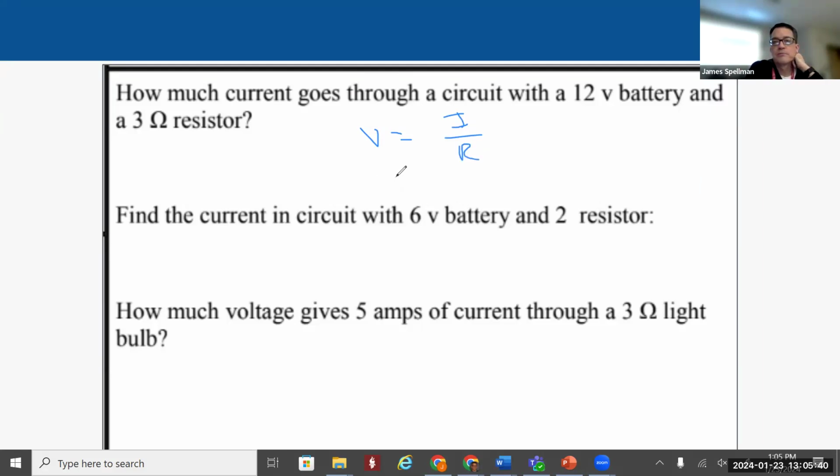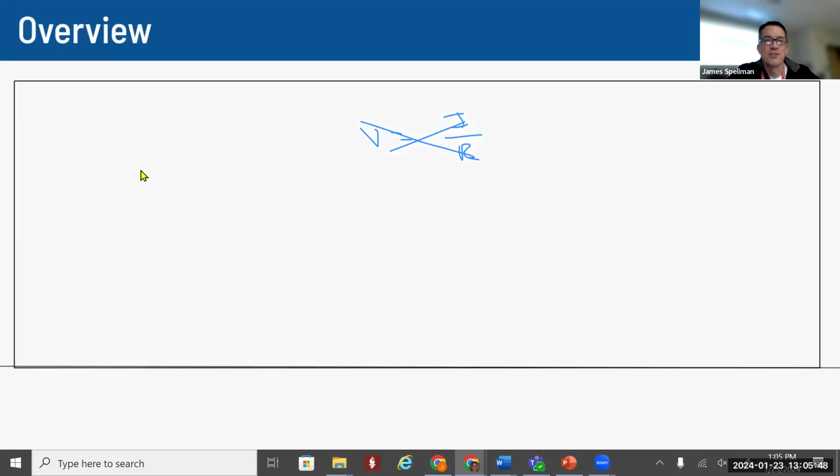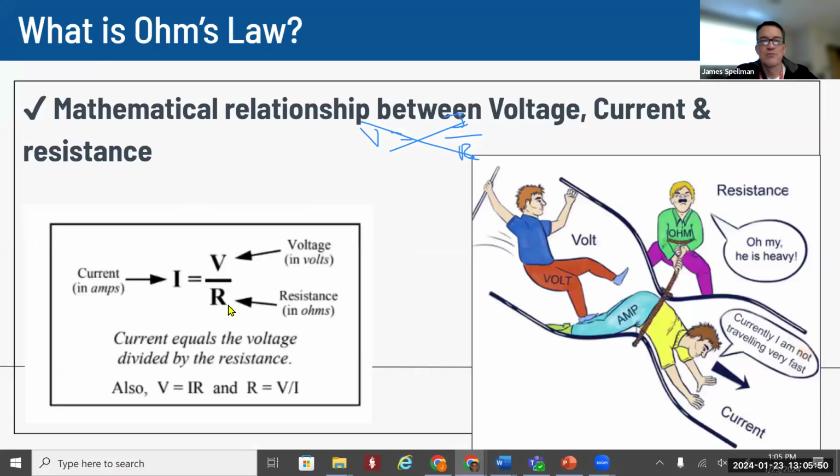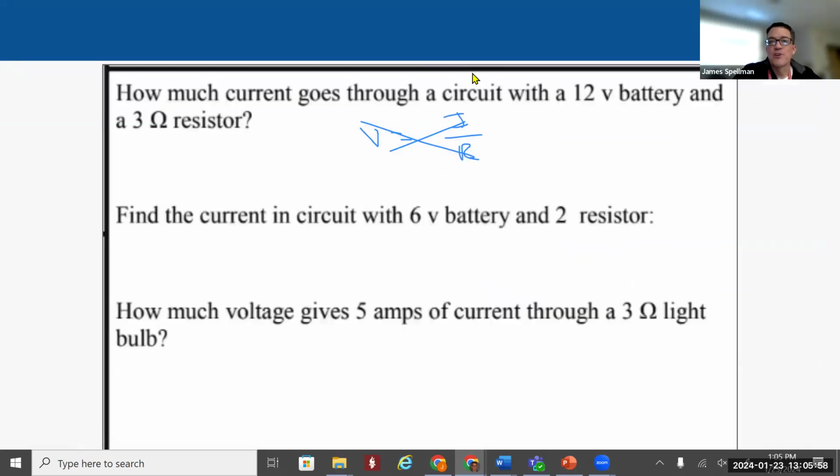I think I'd actually just got that wrong. Let me go back and make sure, I know I just said that wrong. So I'm going to go backwards with this because I just got that one backwards. It's actually V equals I times R. I was writing it in a different way. V equals I times R, not V equals I over R. So let me get that one straight.